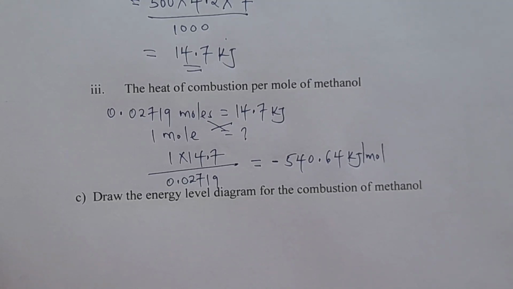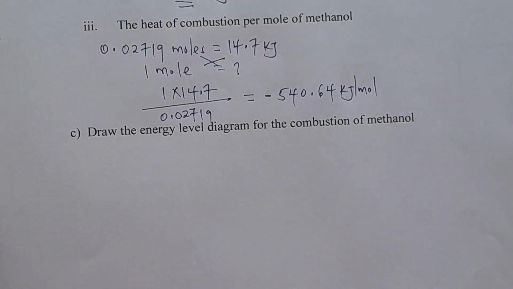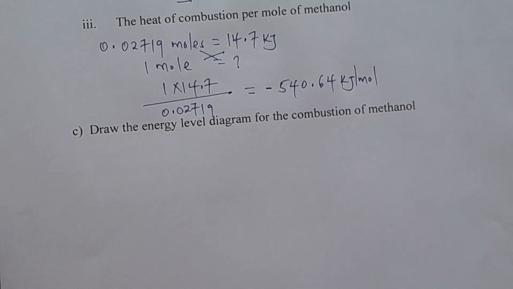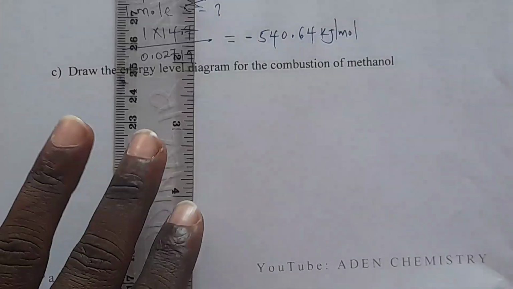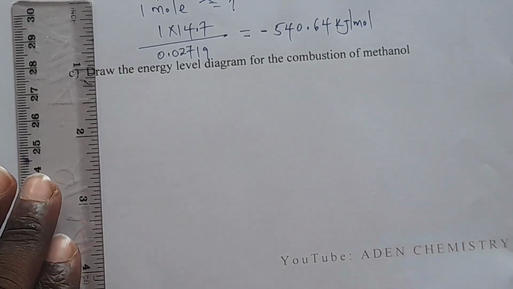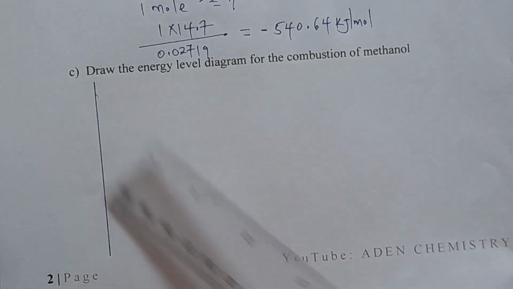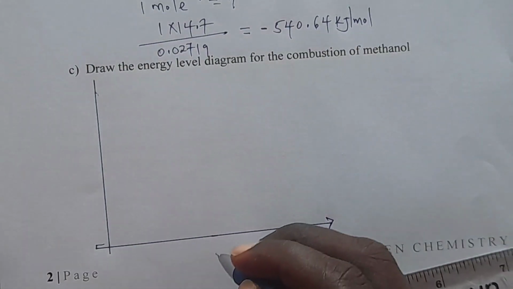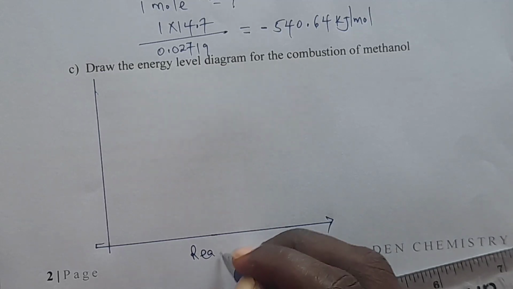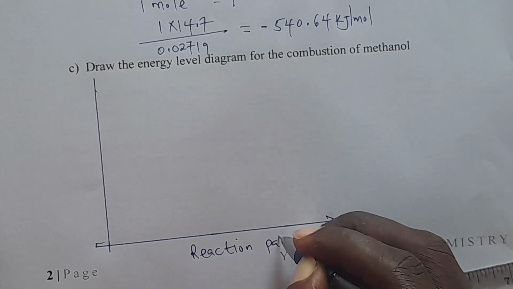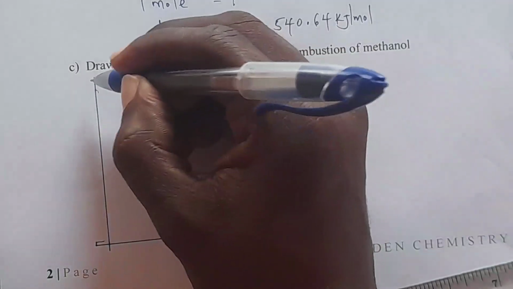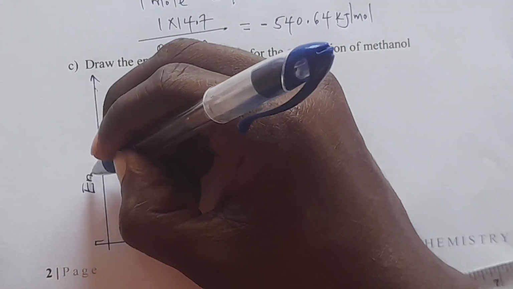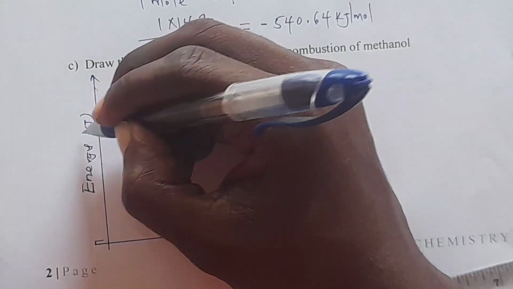So next we are going to draw the energy level diagram for the combustion of methanol. To draw the energy level diagram, we are supposed to draw first of all our axes, the y-axis and the x-axis. So we are going to sketch. I'm having the y-axis and here the x-axis. On the x-axis we are going to write reaction path, and on the other side we are going to write energy. Remember, energy is measured using kilojoules.